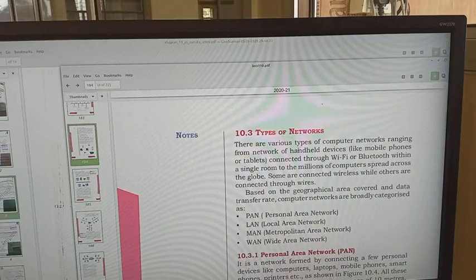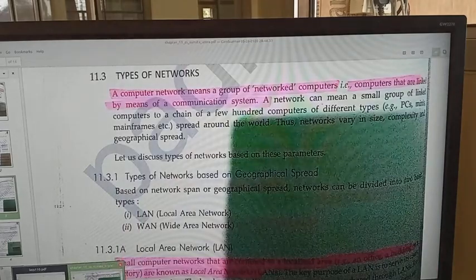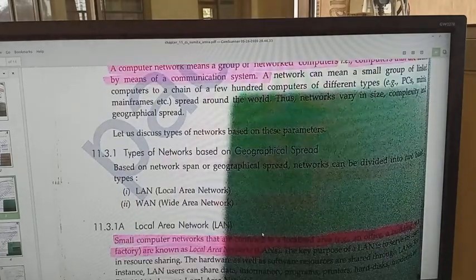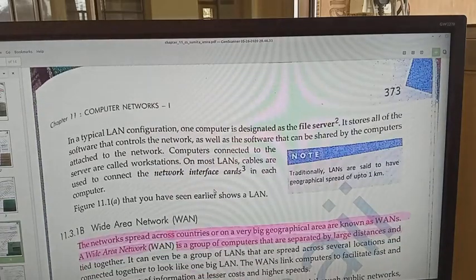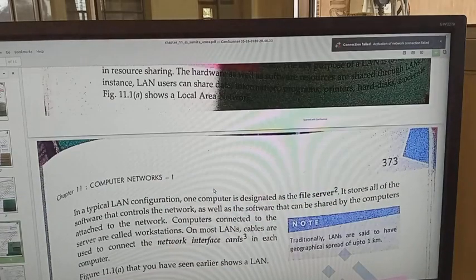Types of networks. In the Sumita Arora it is also available, you can read the Sumita Arora also. Same points only, but the NCERT contains some more points. In the Sumita Arora it discusses only two types: local area network and wide area network. Look at that here, same point: traditionally, LAN is said to have a geographical spread of 1 kilometer. We already studied that.